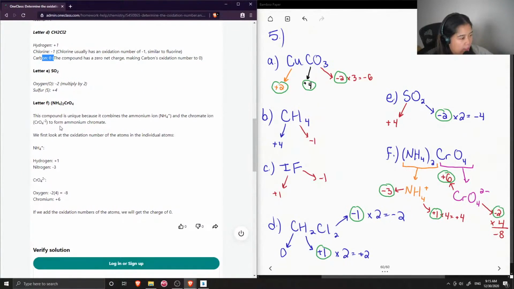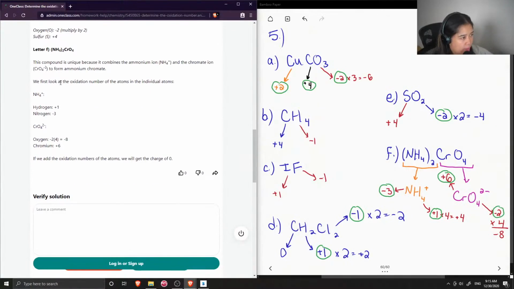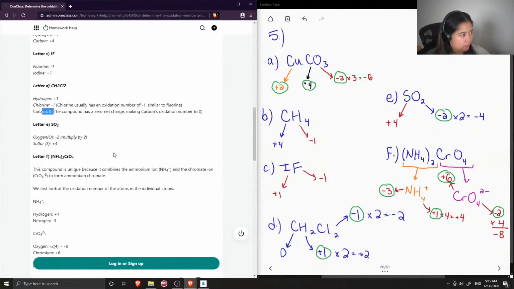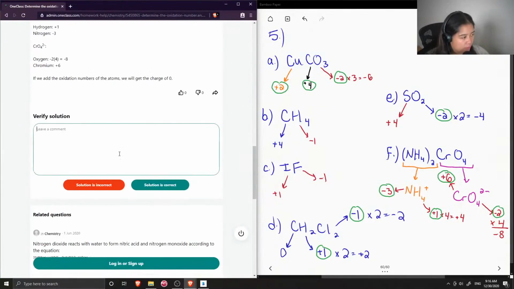And then they separated the last compound into their individual ions and got +1 for hydrogen, -3 for nitrogen, -8 for oxygen, and then +6 for chromium. Yep, so this solution is correct.